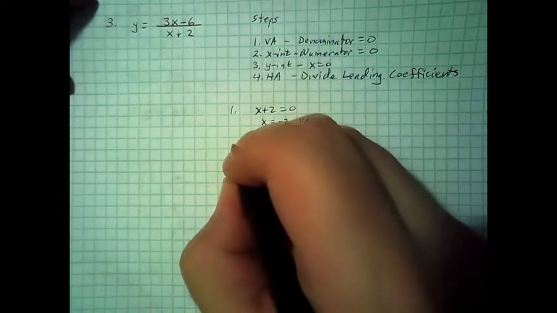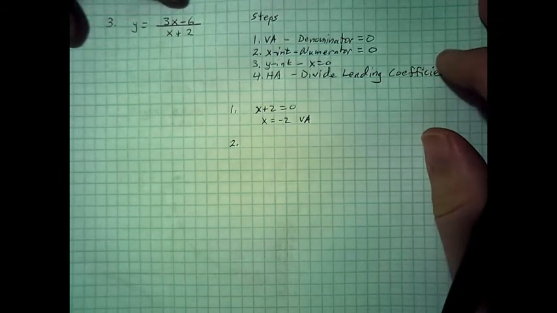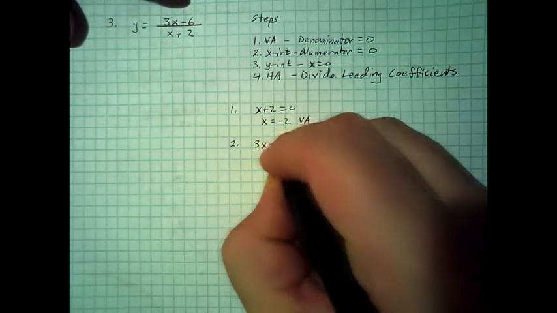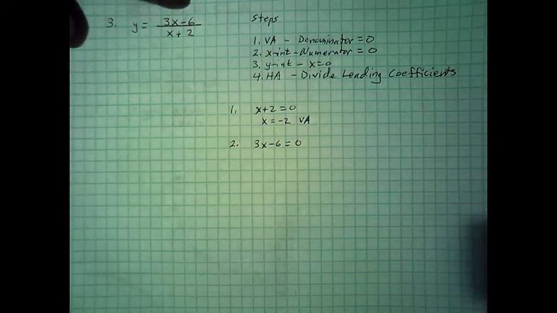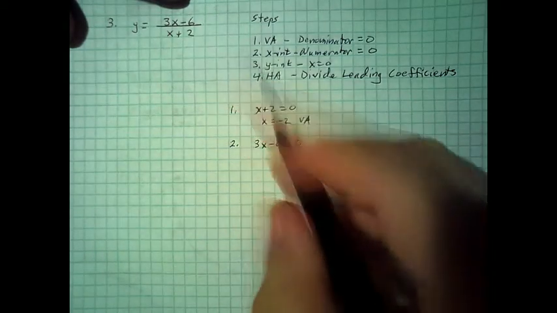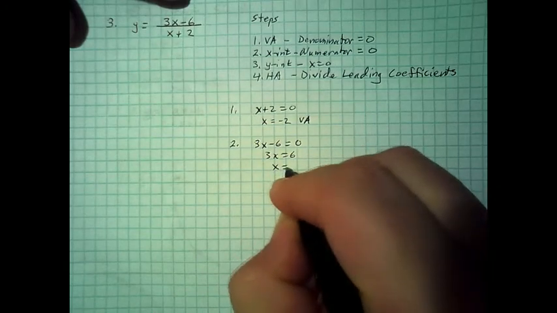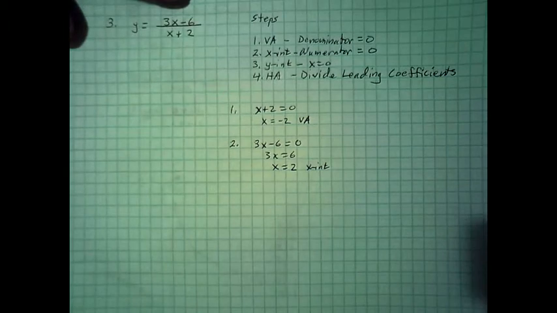Our second step is to find our x-intercept, if there is one. There's not always one. But you find the x-intercept by trying to make the top equal 0. 3x minus 6. In this case, there is one. We're going to be able to solve this equation. But sometimes you'll find the equation can't be solved. Then there'll be no x-intercept. But in this case, 3x equals 6. So x equals 2. That's our x-intercept at x equals positive 2.